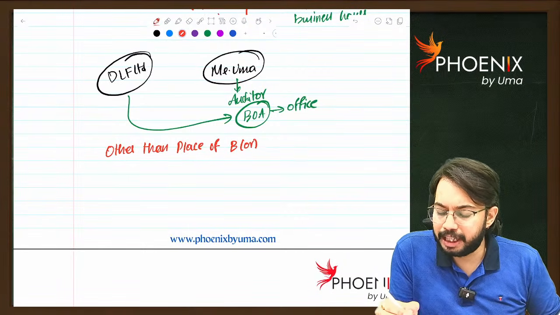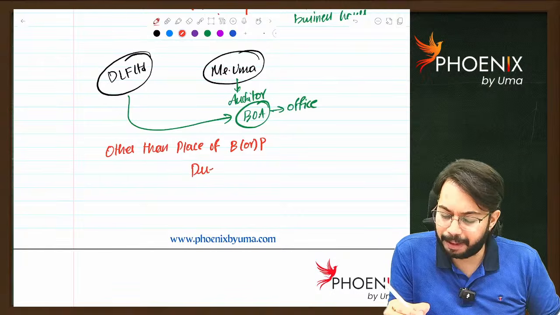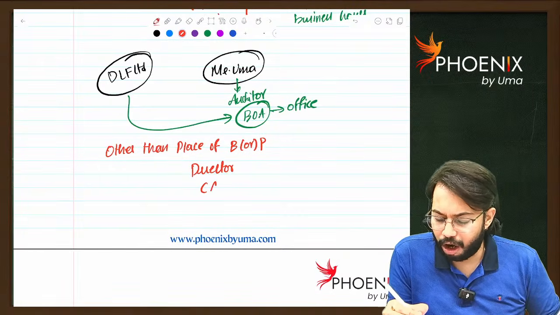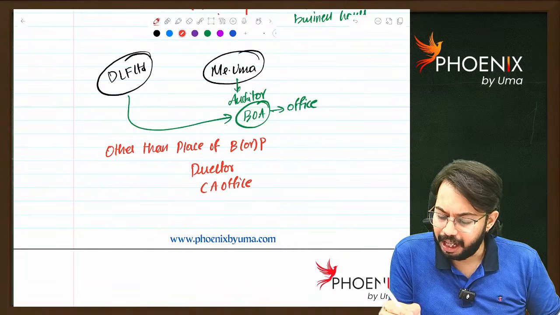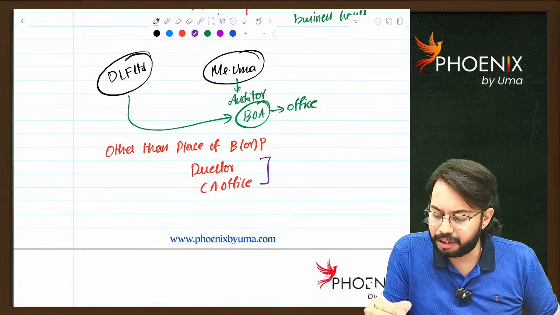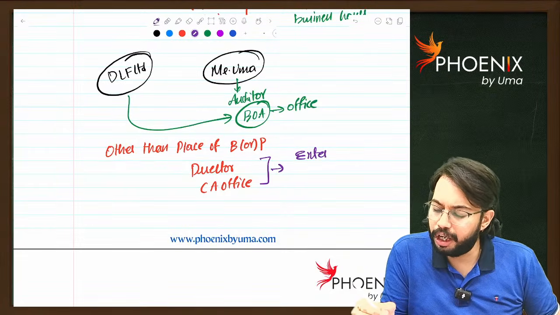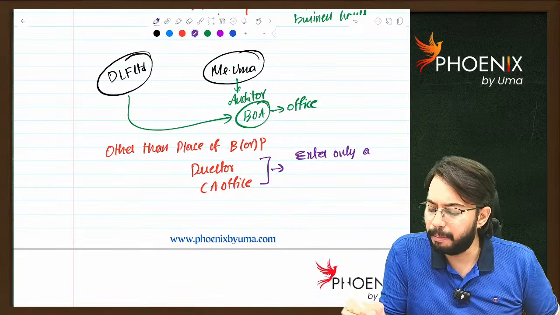Other than place of business or profession means what? At director place or CA office. If they wanted to do survey, then they can do survey. They can enter only after sunrise, but before sunset.